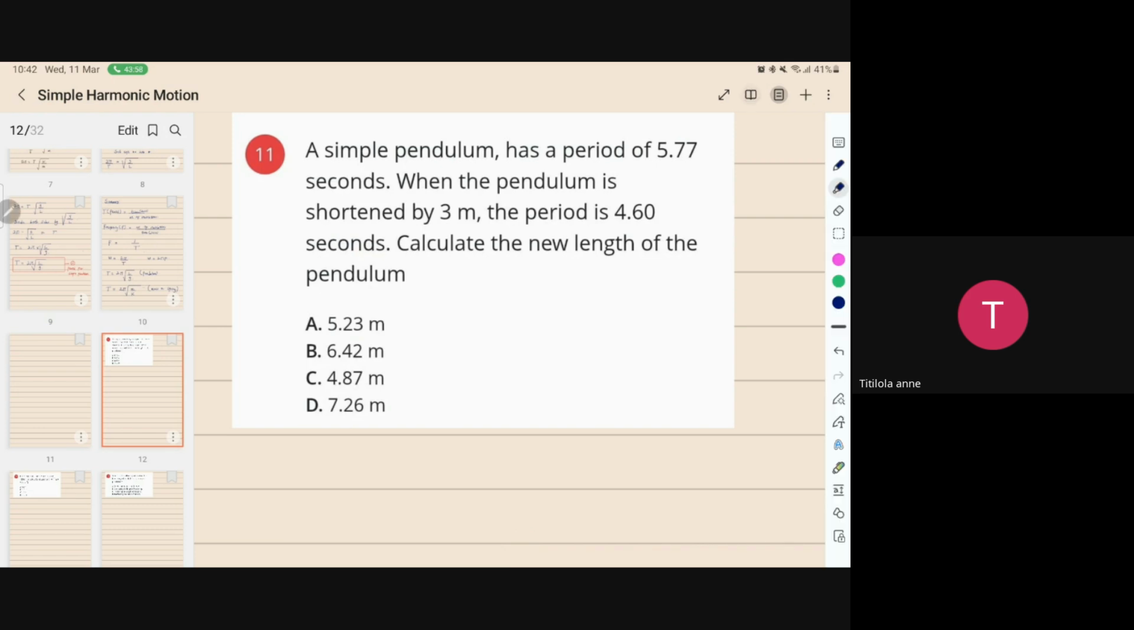So now we have a simple pendulum with a period of 5.77 seconds. When the pendulum is shortened by 3 meters, the period is 4.6 seconds. Calculate the new length of the pendulum. Now, if you observe, this has to do with what? Your simple pendulum. And now, what are we expected to do right here?